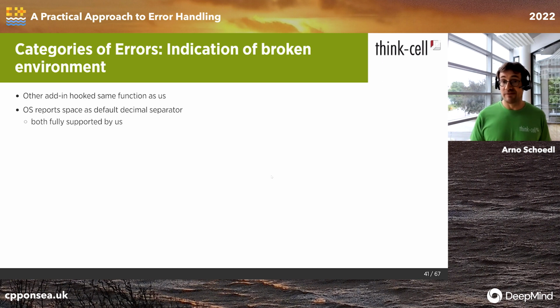Something that's not typical, like not a period, not a comma, but something weird. And we would support both. We are happy with having spaces as decimal separators, but it would still indicate that something is odd on the system, something special. So in this case, this specialty of the system may cause a problem.